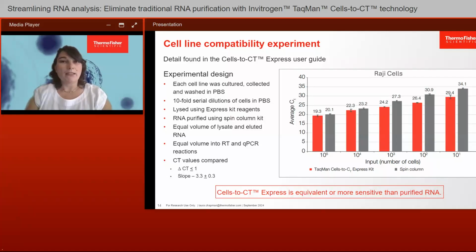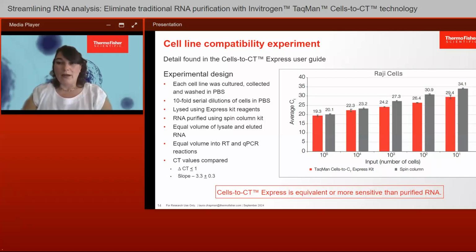And because we eluted the RNA in the same volume as the final volume of the lysate, we were able to add equal volume into the RT, into the qPCR, and then directly compare the CT values. And our criteria for showing that it was compatible with the Cells-to-Ct Express was that there would be no more than 1 CT greater than the purified RNA, and that the slope would be minus 3.3 within plus or minus 0.3. And the reason why the slope matters is minus 3.3 is considered a perfect slope for 10-fold serial dilutions in qPCR.